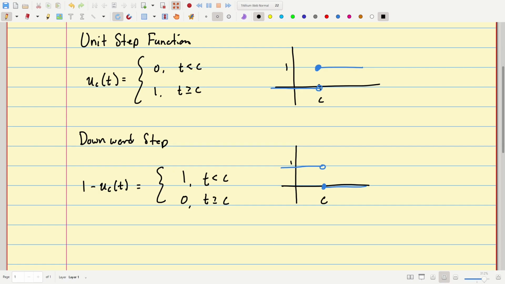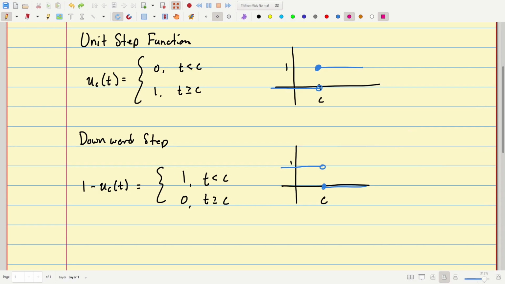Okay. Now, the idea is that we can combine these in order to be able to create whatever piecewise constant function we would like. So we can have step ups and step downs, steps of different sizes, in order to get as complicated of an expression as we want, where the whole thing looks like this. Piecewise constant.